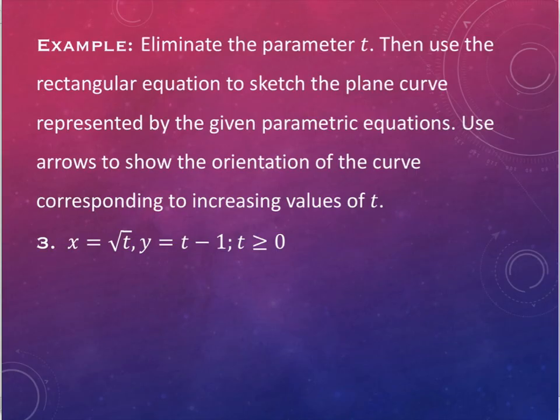Okay, so we're using the exact same question. Do you see that? Good. Because I want you to see how it feels differently, but it's going to give us the same graph when we're done. So eliminating the parameter means that I want to take those two equations, x and y, and solve one of them, whichever one's easiest usually, for t.